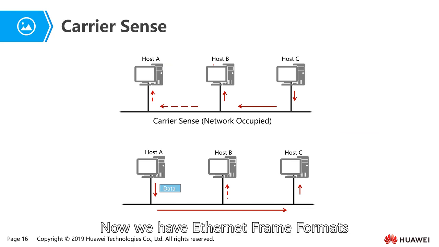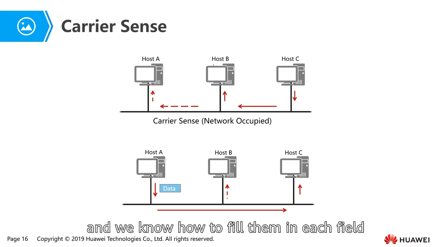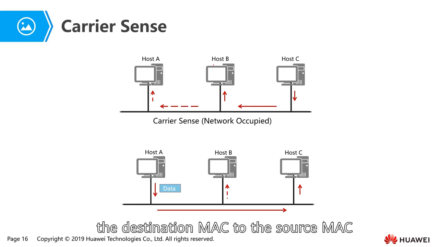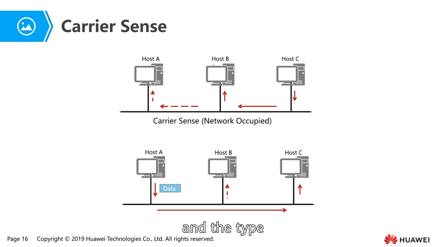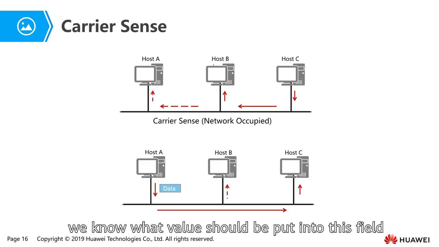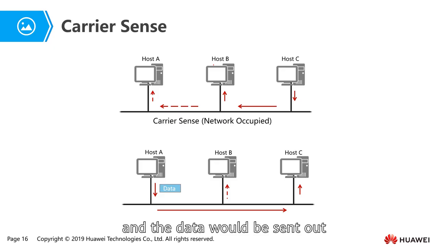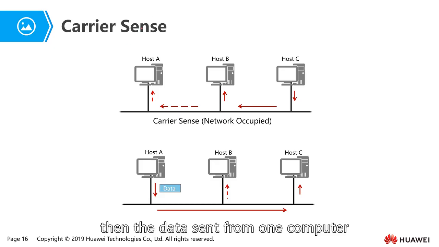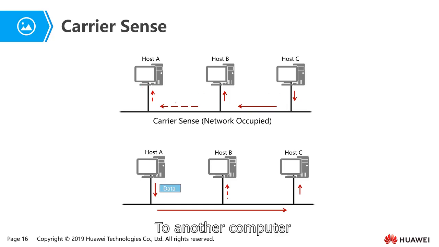Now we have the Ethernet frame format, and we know how to fill in each field: the destination MAC, the source MAC, and the type. We know what value should be put into each field, and then the data is sent out, from one computer to another computer.